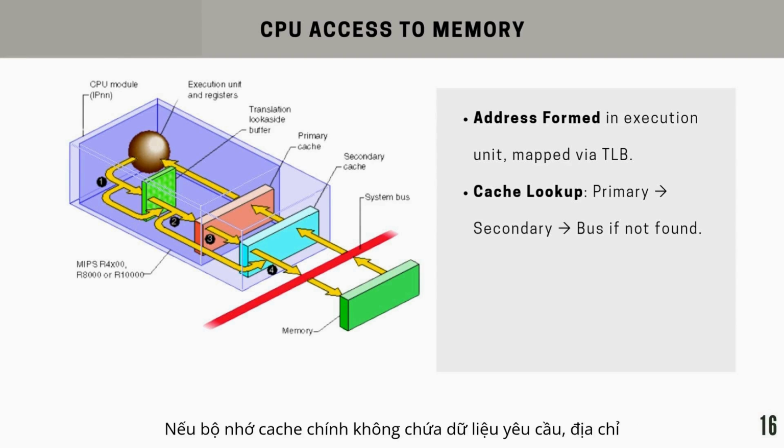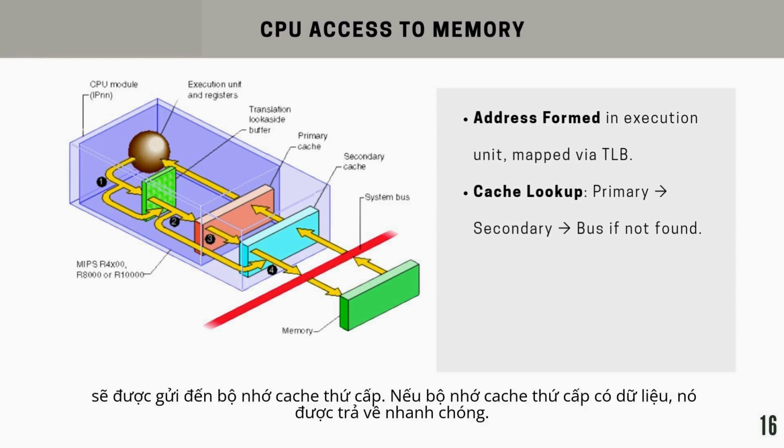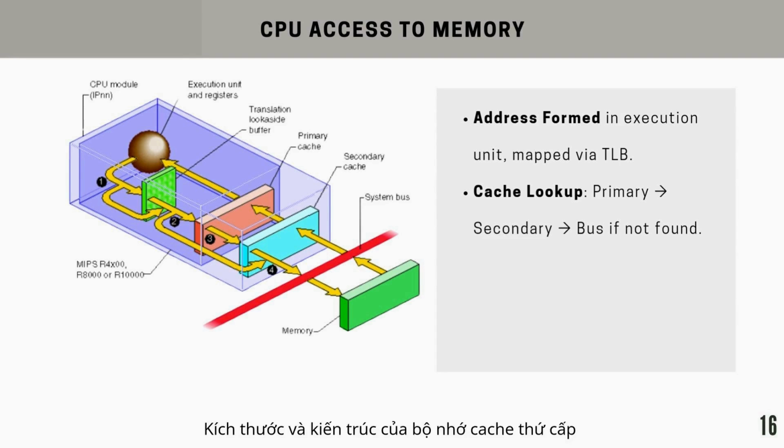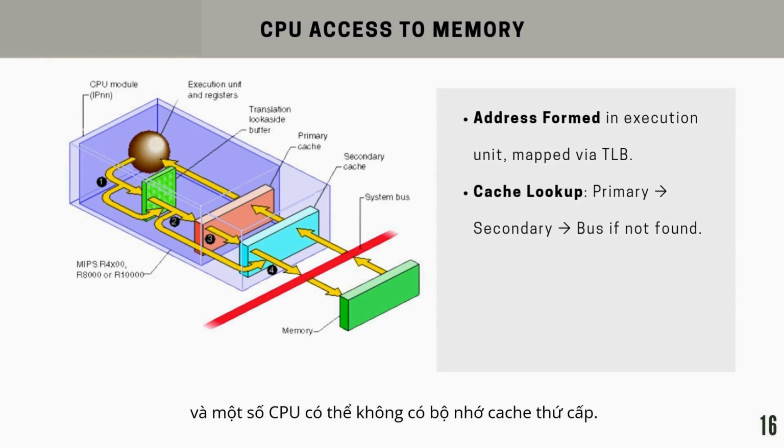In the event that the primary cache does not contain the requested data, the address is then presented to the secondary cache. If the secondary cache holds a copy of the data, it is returned promptly. The size and architecture of the secondary cache can vary significantly between different CPU models, and some CPUs may not even incorporate a secondary cache.